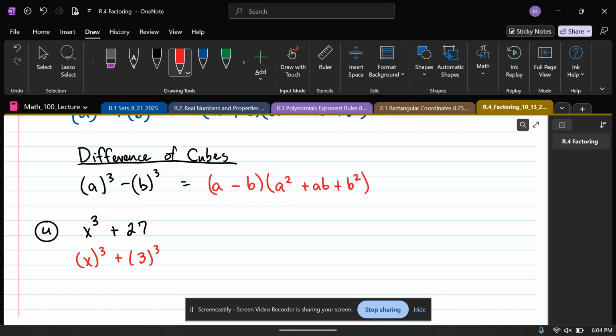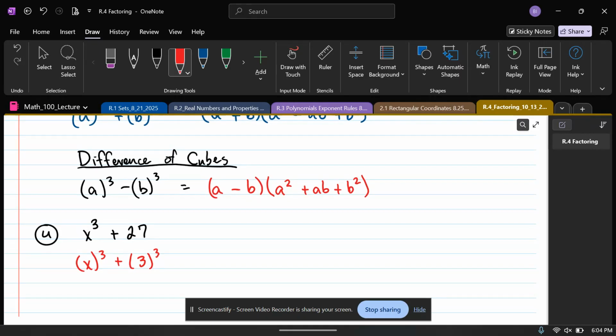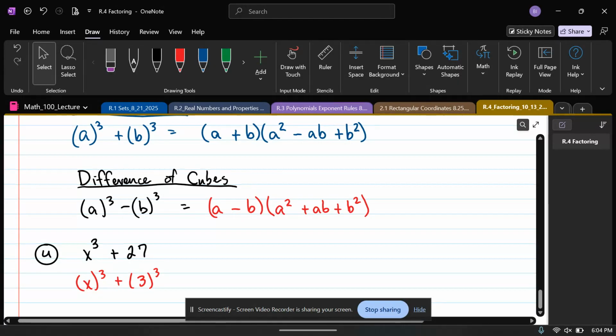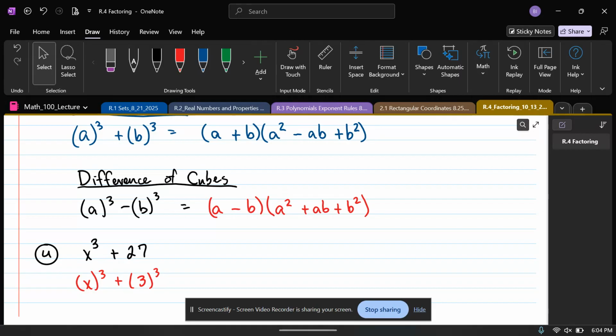So x is my a and 3 is my b. This is a sum of cubes, so it's going to look like the top one, but where the a's are, it's going to be an x, and where the b's are, it's going to be 3's. Okay? So we're going to multiply that and work that out. So the factored form, I'm going to have x plus 3, x squared minus x times 3 plus 3 squared. So I'm just rewriting it exactly like the pattern said.